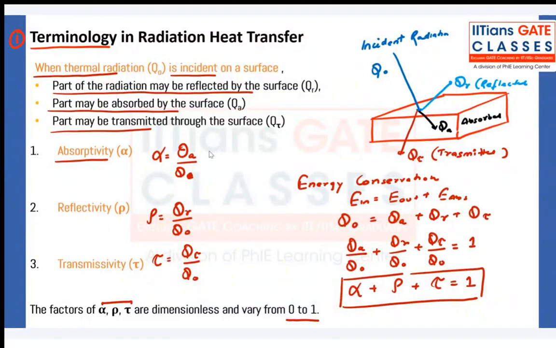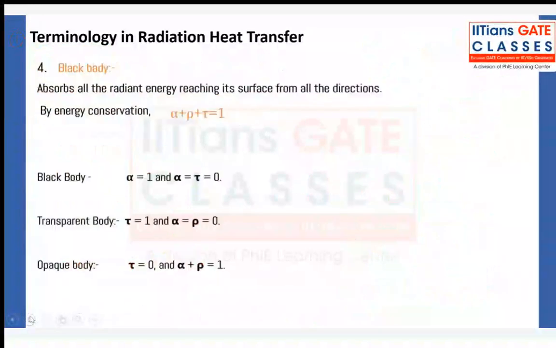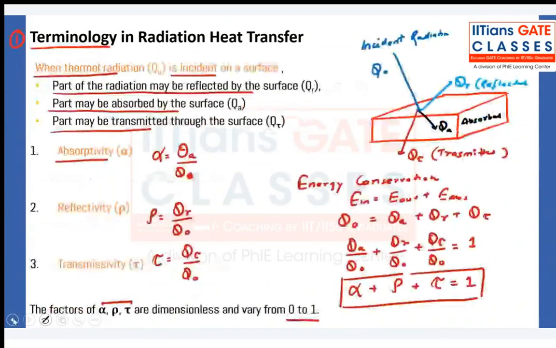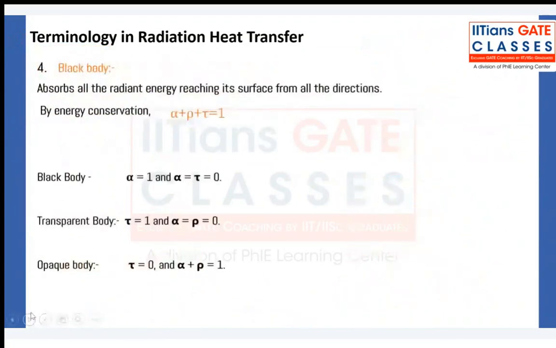Okay, let us move on to the definitions. So three things we have defined: absorptivity, reflexivity, transmissivity. Fourth is black body. It absorbs all the radiant energy reaching its surface from all the directions and all the wavelengths as well. So it can absorb any radiation irrespective of its direction and wavelength.